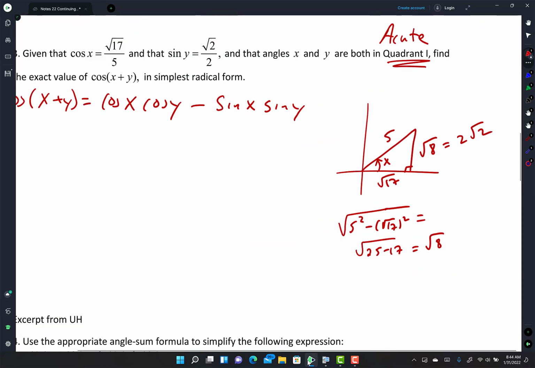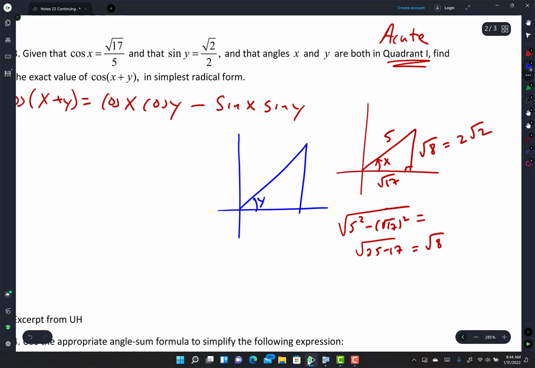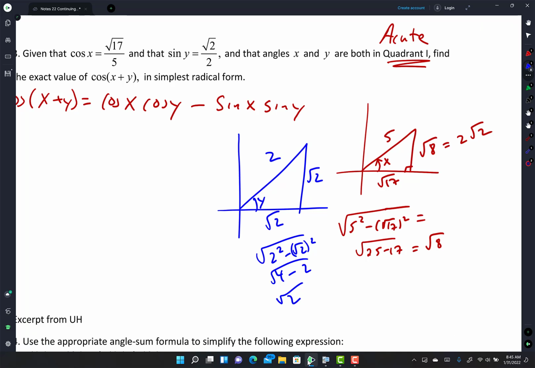So that's going to give us sine x. Perfect. Now what do I need? Cosine y. So here it is. I'm going to do it in blue so you can realize that it's a different angle here. This is angle y. Sine is square root of 2 over 2, so the adjacent is going to be square root of 2 probably, right? Yeah. So 2 squared minus square root of 2 squared, so that's 4 minus 2. So you're going to have square root of 2 again. So there it is. We got all our answers.